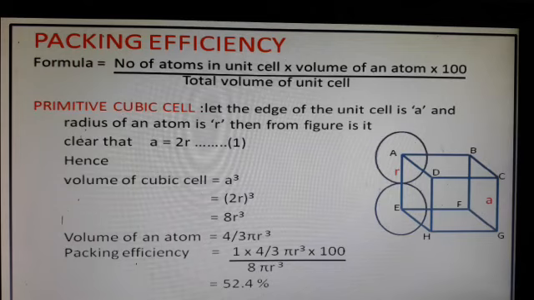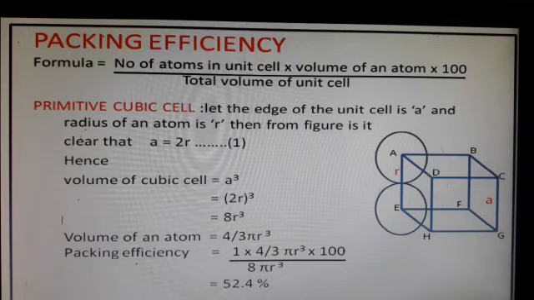the space of this cube. Okay, so how much of the space of the cube is occupied by atoms, or simply we can say how much volume of the cube is consumed. It is known as packing efficiency. Formula of packing efficiency: it is number of atoms in unit cell into volume of an atom into 100 divided by total volume of unit cell.